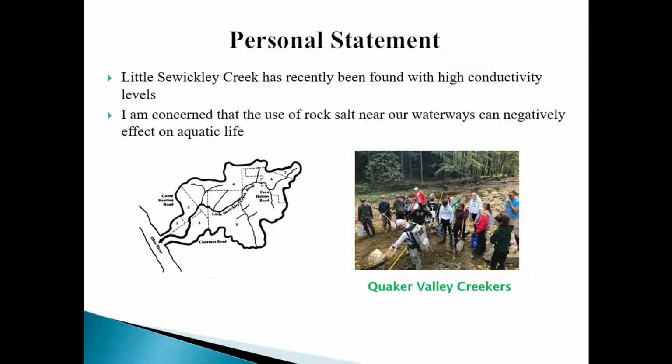Next slide. My interest in all aquatic life in the environment has increased throughout high school due to my recent participation in different environmental internships. I recently became interested in the watershed and the waterways around me. One creek in my community that has been a big part of my life is Little Sewickley Creek. This creek is known for being very healthy, but has recently been found with a high conductivity level.